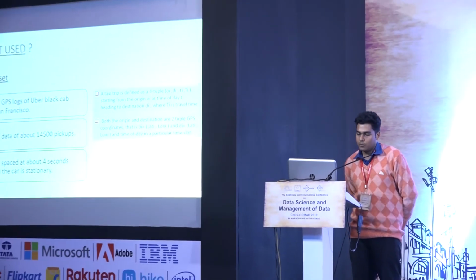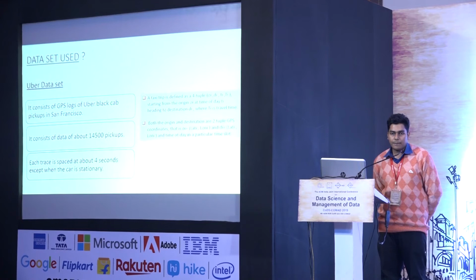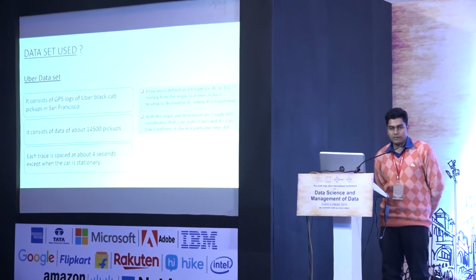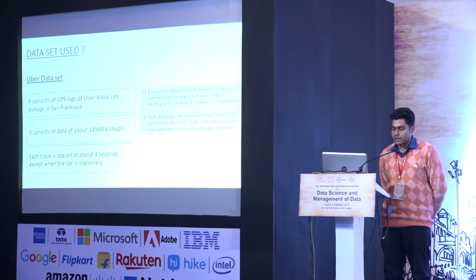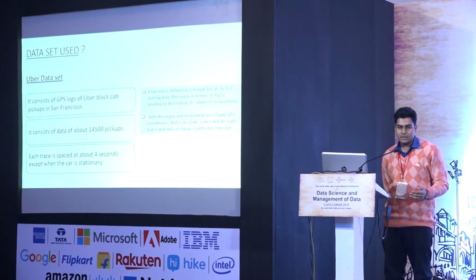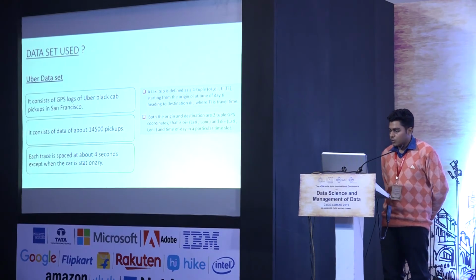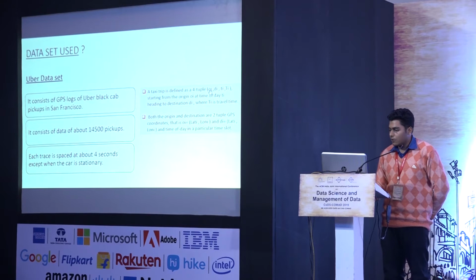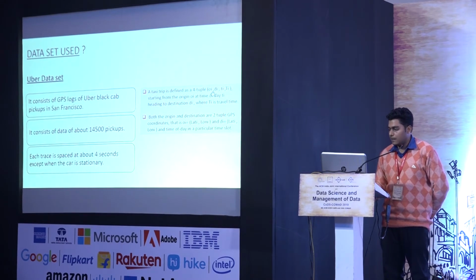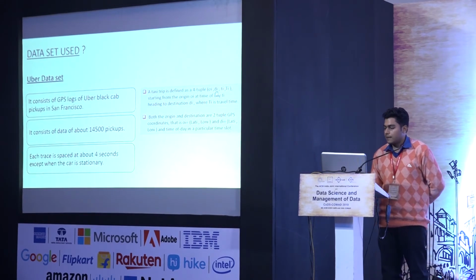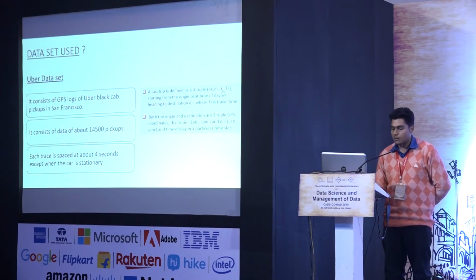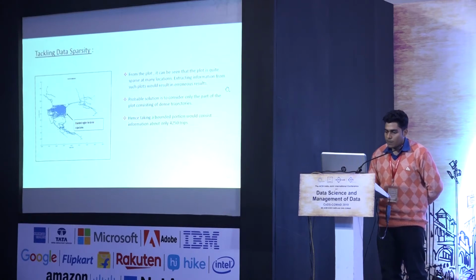So it was an Uber dataset given by Black Cap pickups in San Francisco. It consisted of about 14,500 pickups, and each trace is spaced about 4 seconds apart, except when the car is stationary. It was given as a 4-tuple: OI is the origin, which is lat and long, like a 2-tuple, DI is the destination, TI is the time of the day, meaning the time slot, and this is the total travel time taken by the car.